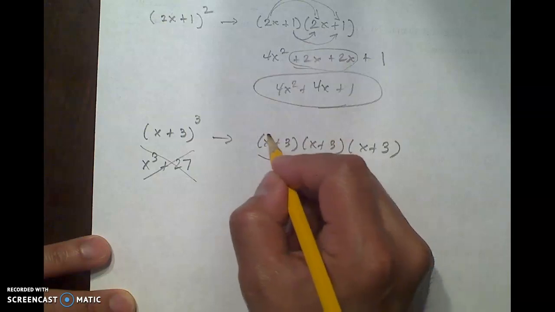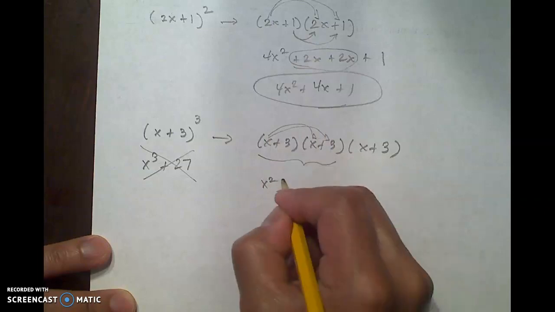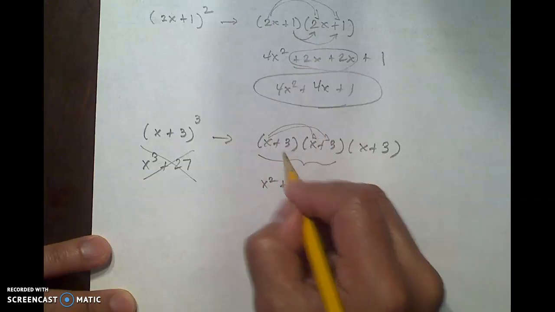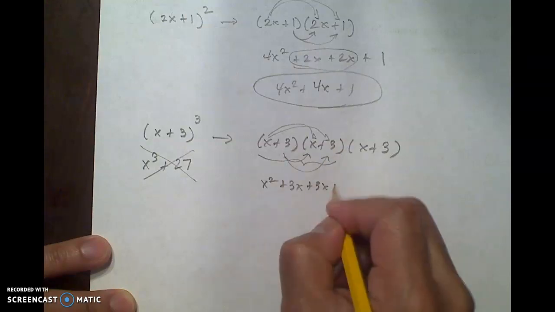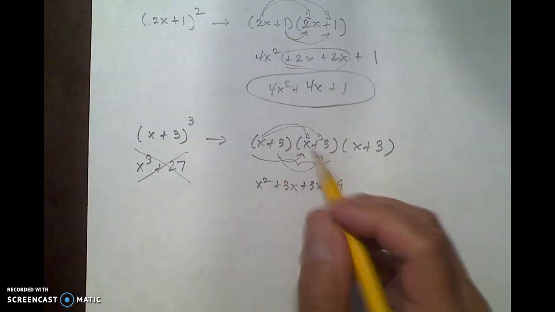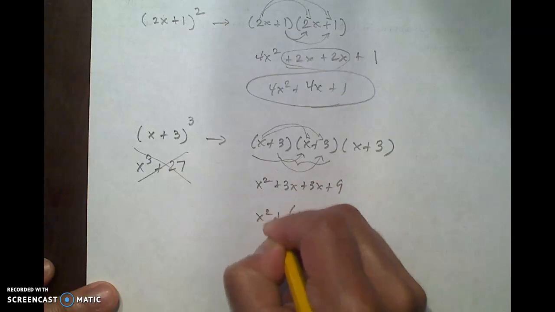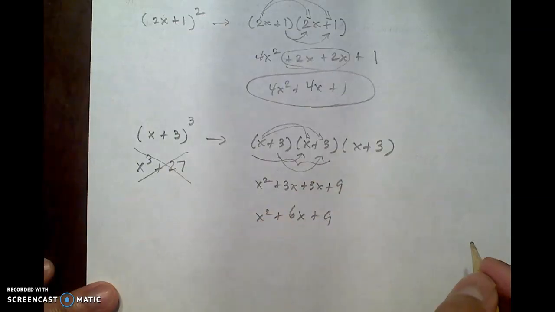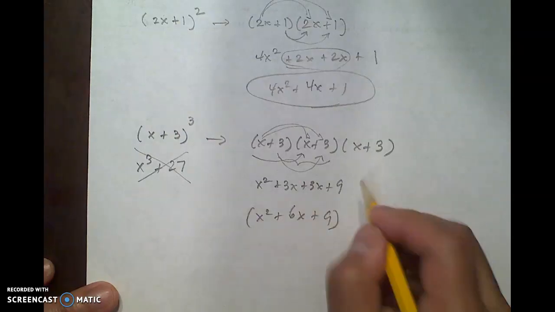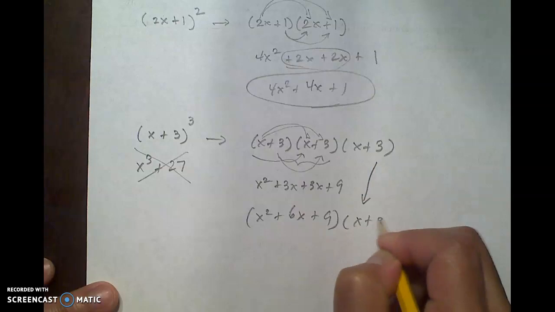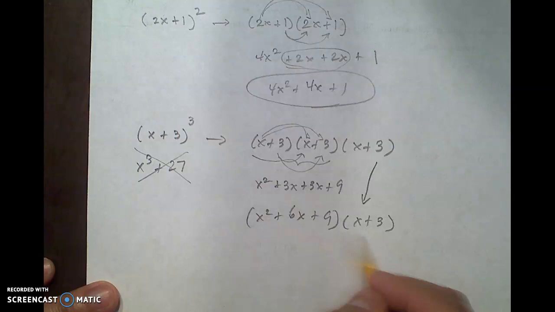Alright, so again, we're going to multiply x times x, x squared. x times 3, 3x. 3 times x, 3x. 3 times 3 is 9. So I just multiplied the first 2 parentheses together, combined like terms, and this is what I get. Now I'm going to take this answer and multiply by the remaining x plus 3. Again, I just have to distribute.